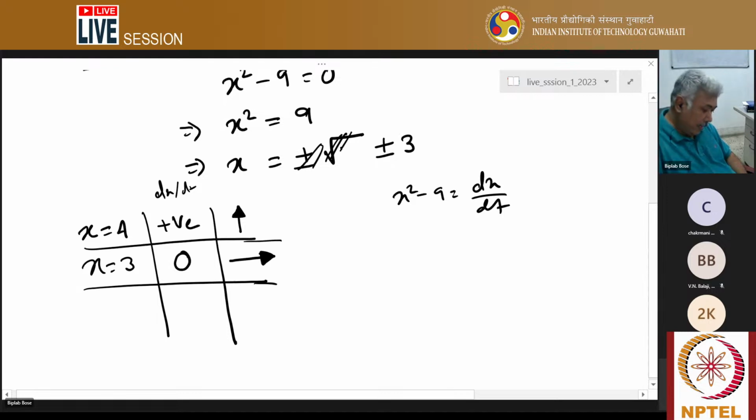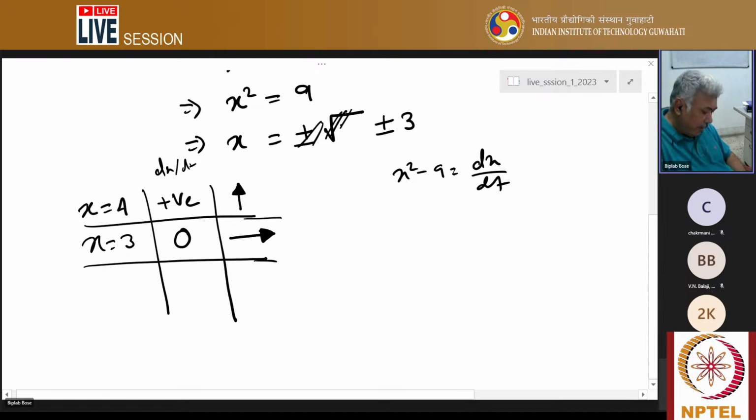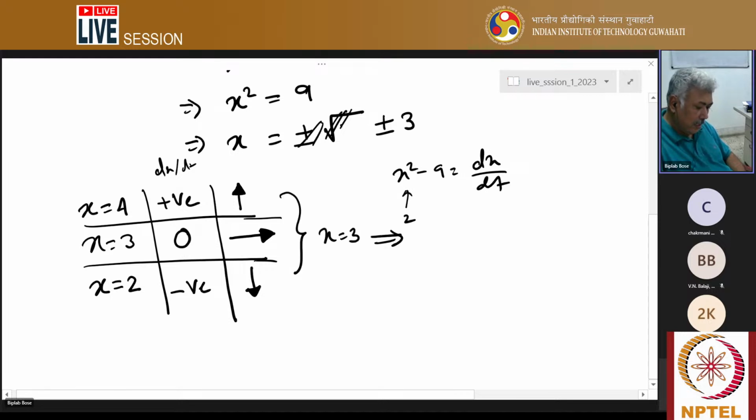And I will take a smaller value than x equal to 3, the steady state, in the lowest row. So let us take x equal to 2. In that case, x equal to 2 means 4 minus 9, which is minus 5. So it's negative, so my arrow will point down. So that means x equal to 3 is unstable.